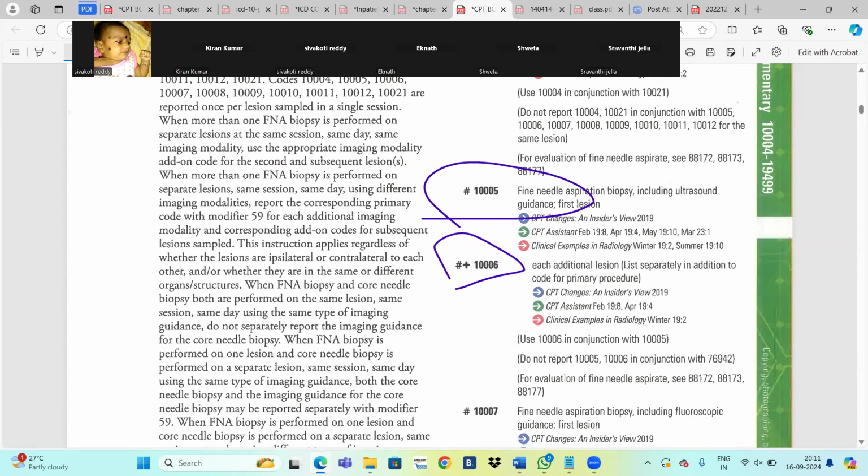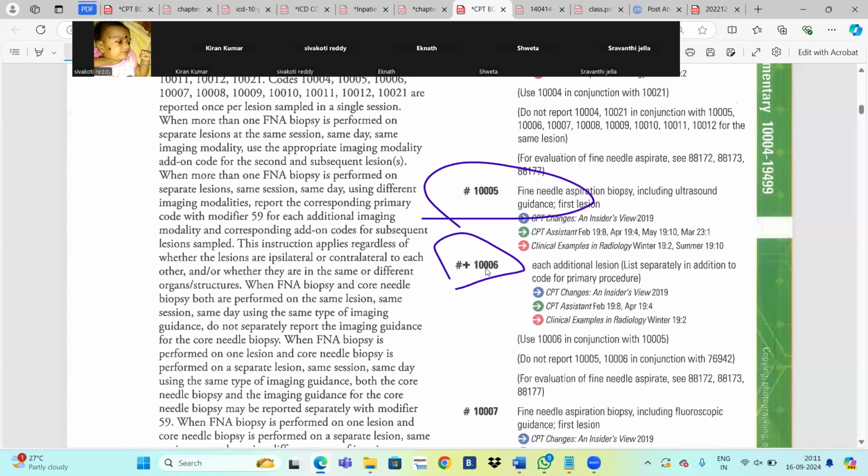These add-on codes depend on the primary code. Always you need to code the primary code, then the add-on code. When you are coding a plus symbol code, remember you need to code a minimum of two CPT codes. Any doubt? Plus symbol add-on codes.